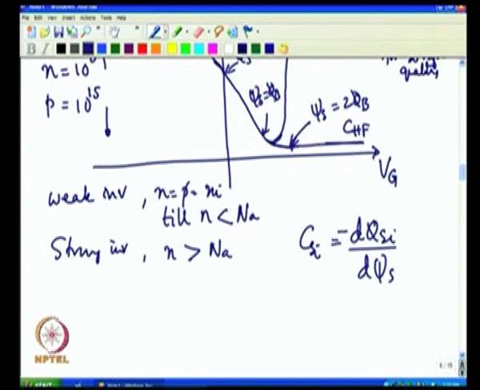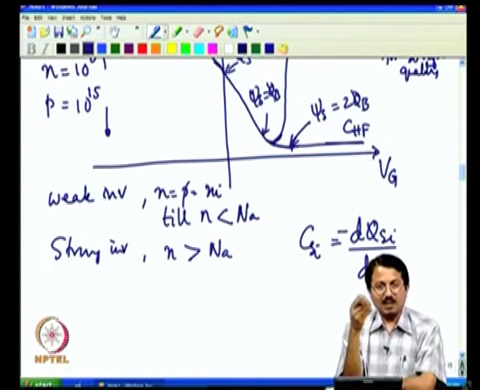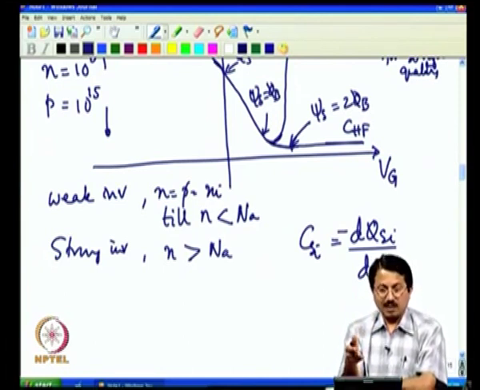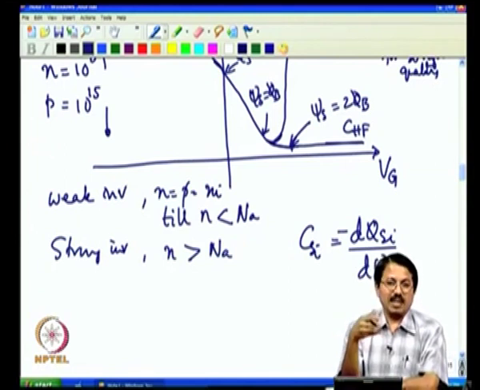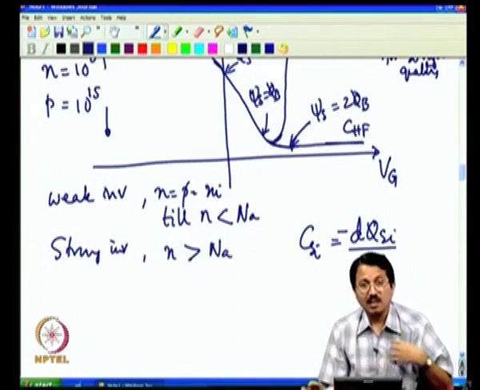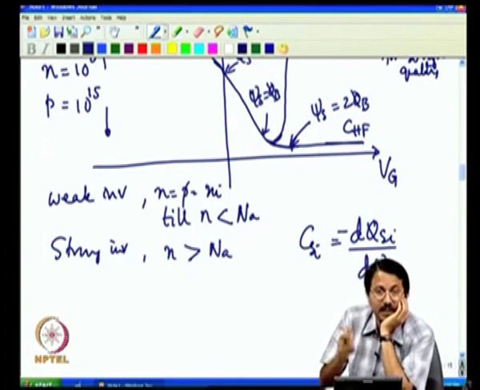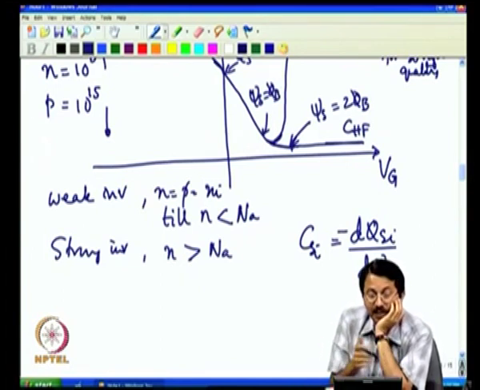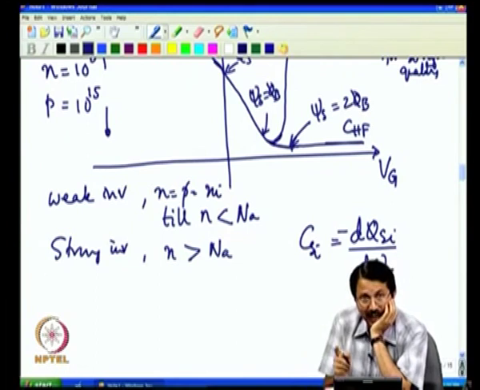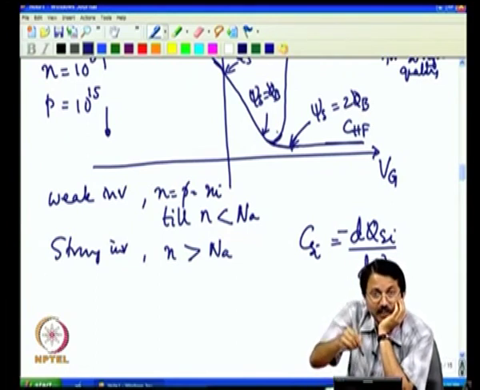And I did mention that in inversion the charge is dominated by the electrons, which have become majority because they are more than Na, and hence they change exponentially with respect to psi s, and hence capacitance is very large. Because I made that assumption that capacitance is very large, the series combination went to Cox.